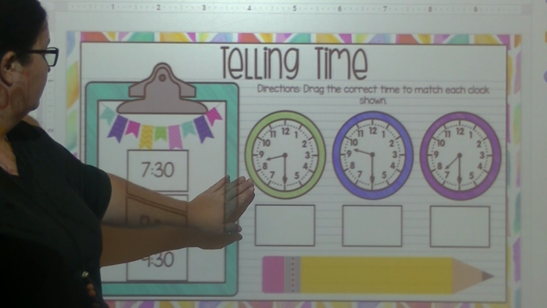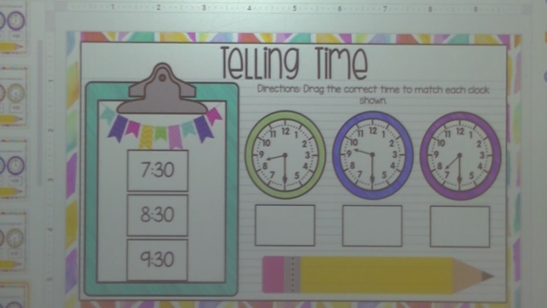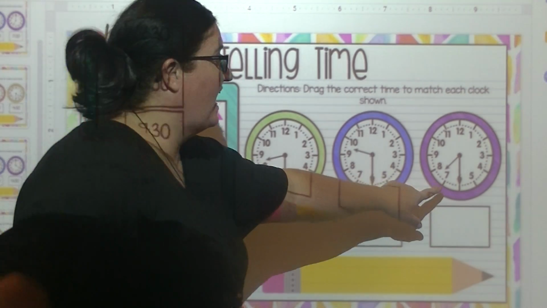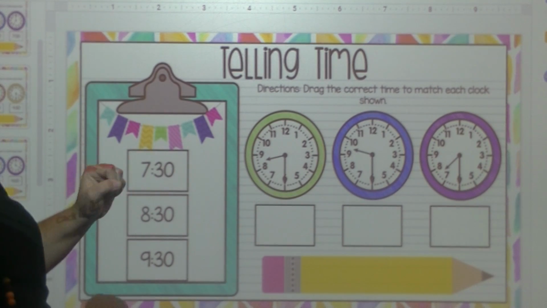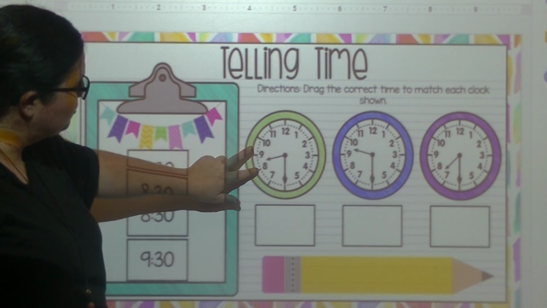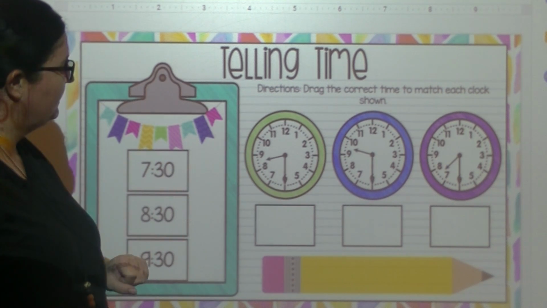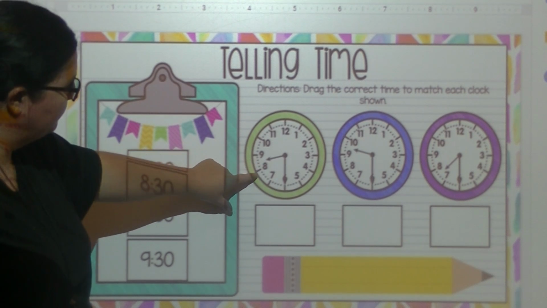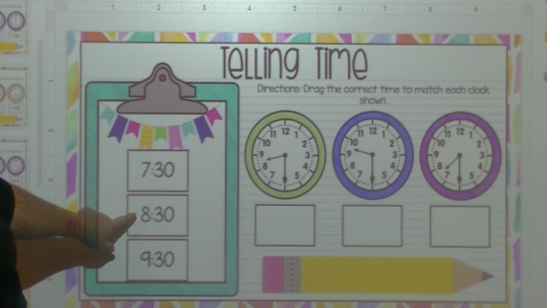All right. So we have 7:30, 8:30, and 9:30. All right, let's look at them. They're all time to the half hour. So we're looking at the hour hand itself to figure out which one. Look at this one. The hour hand is between the 8 and the 9. It's halfway between the 8 and the 9. So I back up. My answer is 8:30.